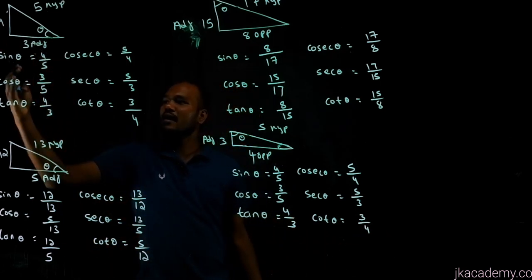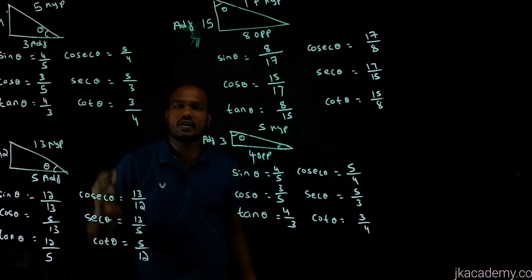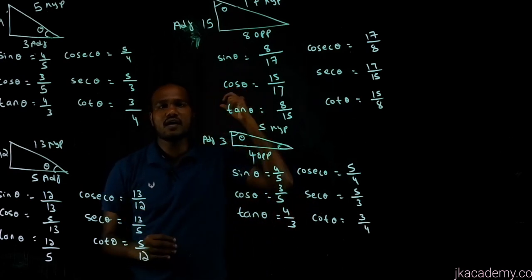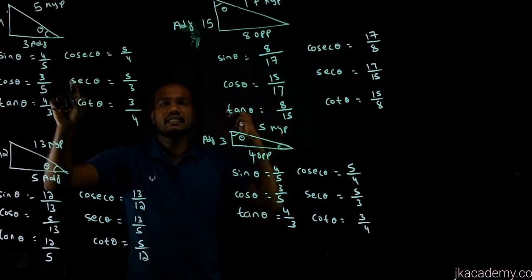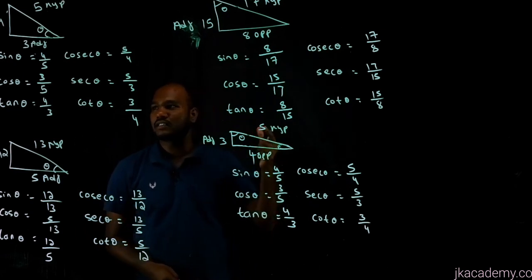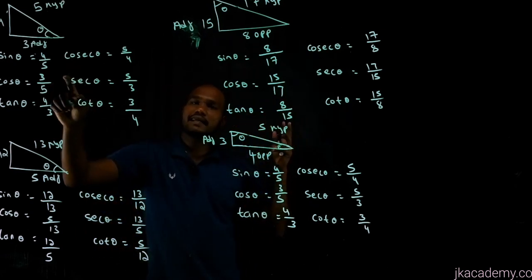Once you know that, sin theta, cos theta, tan theta, cosecant theta, secant theta, cot theta, our ratios should always be on your tongue. Sin theta, cos theta, tan theta, cosecant theta, secant theta, cot theta. Say it.